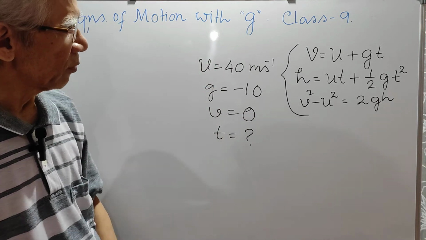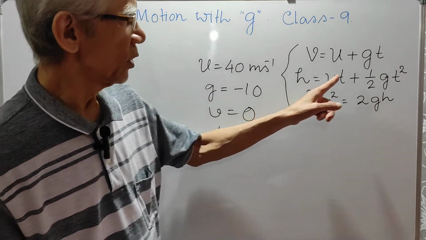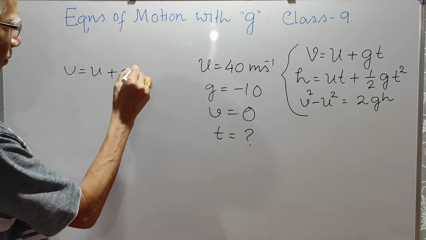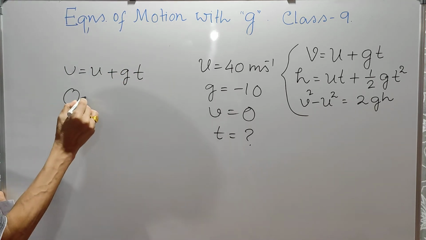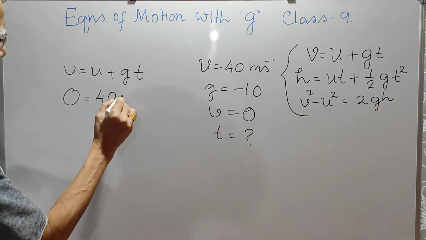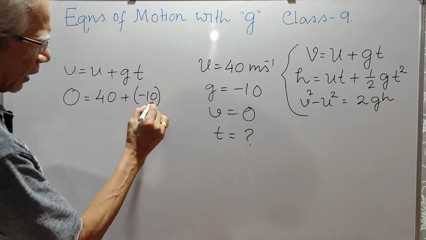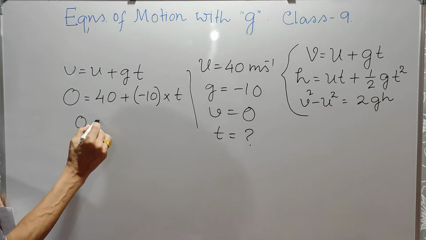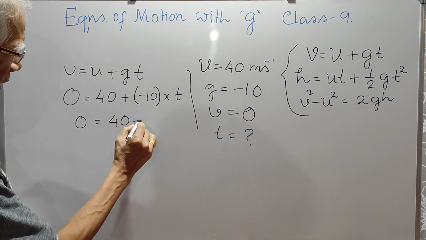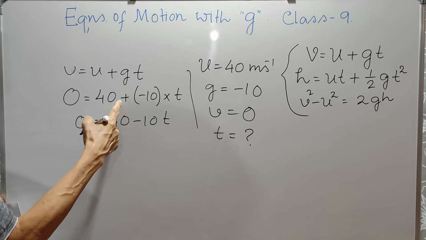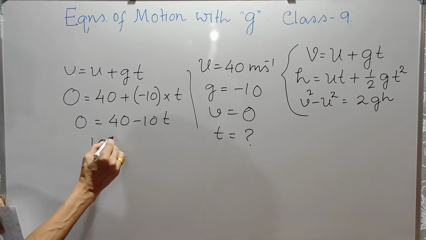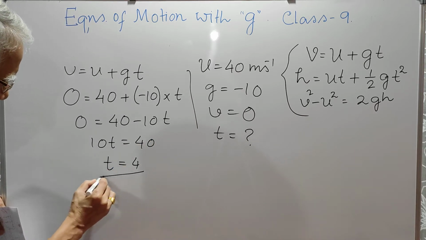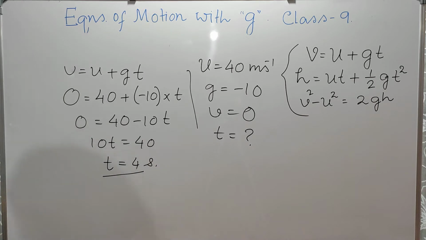This is to find. So which formula now? u, z, v, t. So this one, the first one again. v equal to u plus zt. Now v is 0, u is 40, plus g is minus 10, and t we have to find. So 0 equal to 40 minus 10t. So 10t equal to 40. Therefore, t equal to 4 seconds.